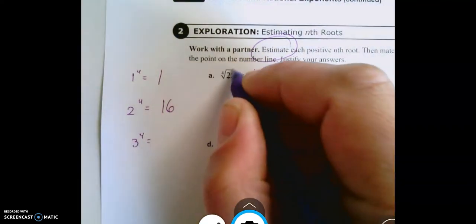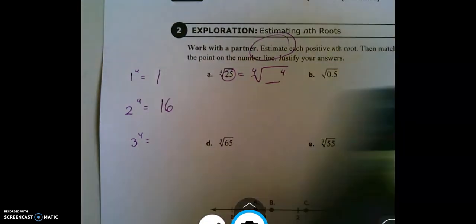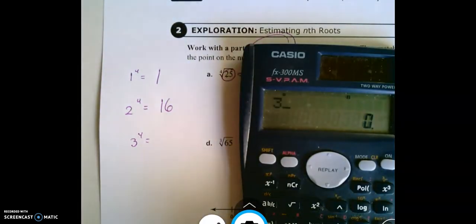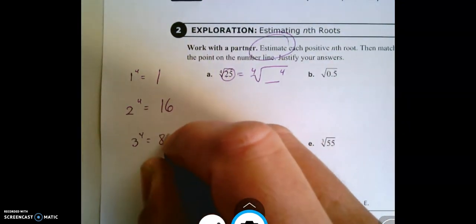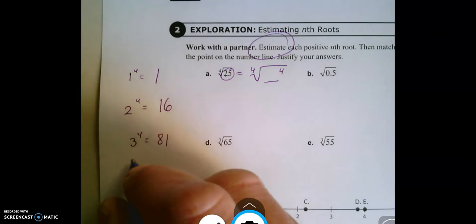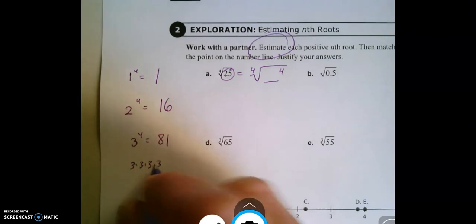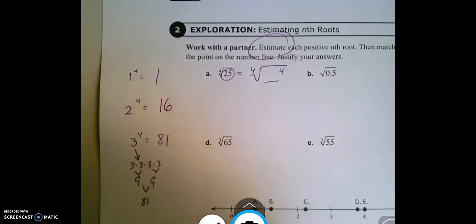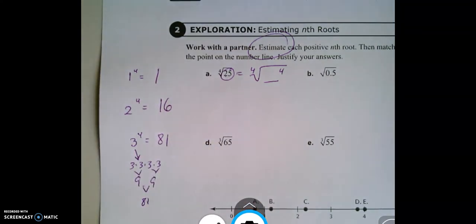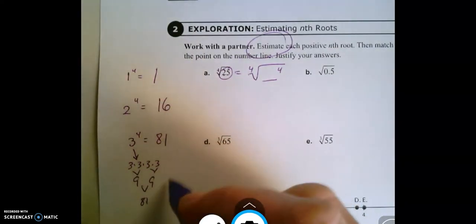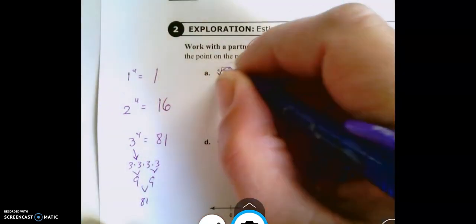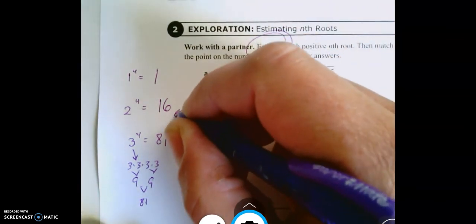Okay. Again, we're trying to get close to 25. And 3 to the fourth, it turns out, that's 3 times 3 times 3 times 3. That's 9 times 9. That is 81. Okay. So what are we looking for here? We're looking for where would 25 fit in this list. We're looking for the fourth root. These are all fourth powers, and these are the answers. So where would 25 be? It'd be right around there.